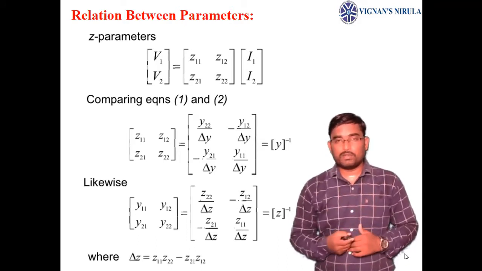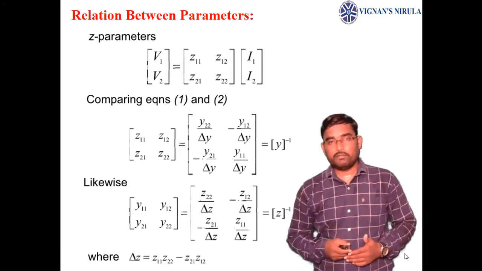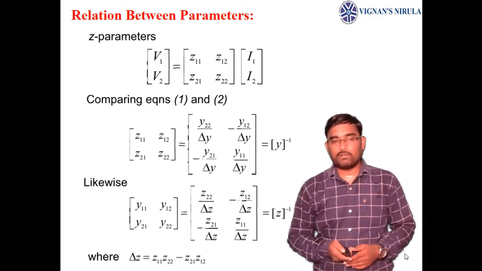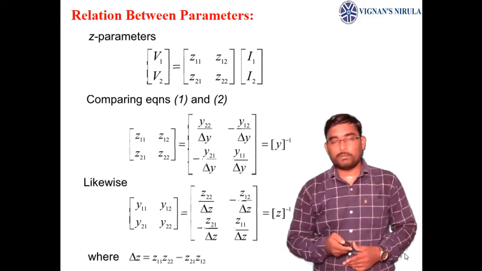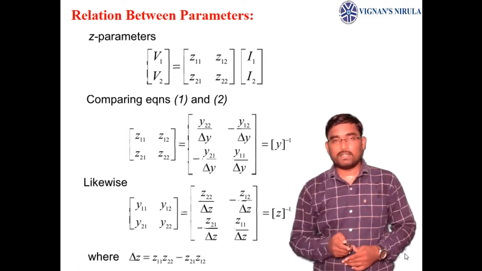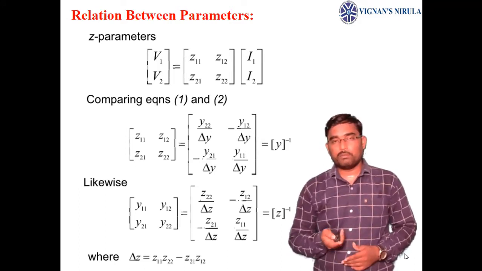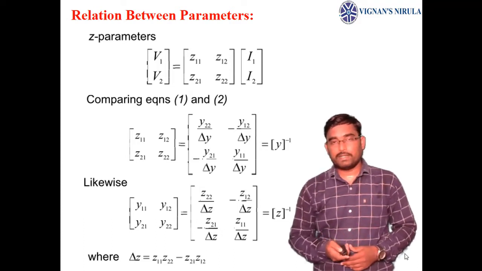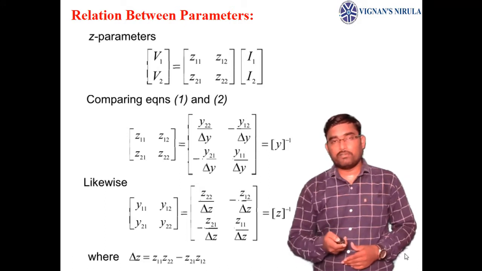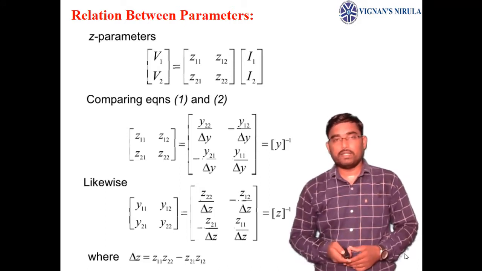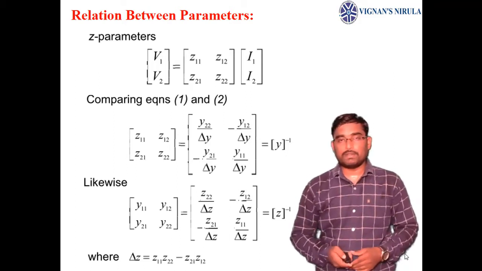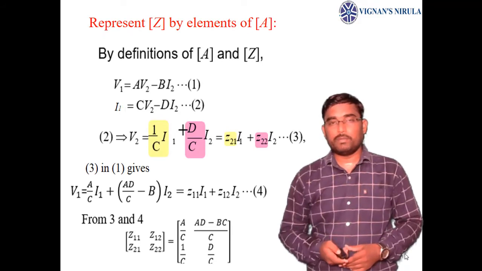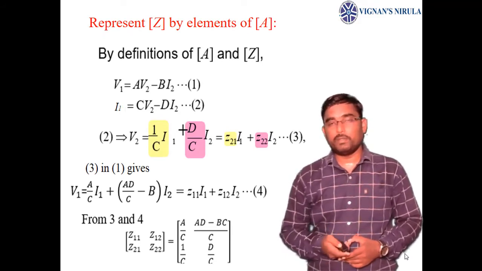Similarly, if we apply the same process in the reverse manner, we can write the y parameters in terms of z parameters as y11 equals z22 by delta z, where delta z is the determinant of the z matrix, z11 z22 minus z12 z21; y12 equals minus z12 by delta z; y21 equals minus z21 by delta z; and y22 equals z11 by delta z. In this way we can write z parameters in terms of y parameters and y parameters in terms of z parameters.